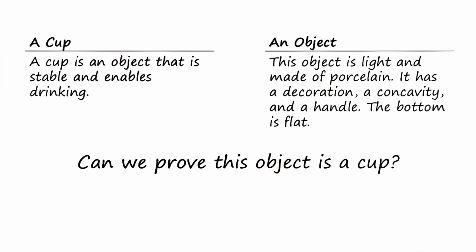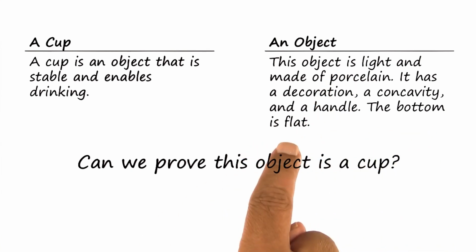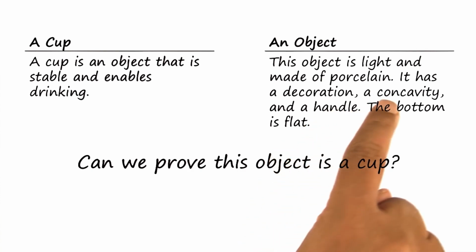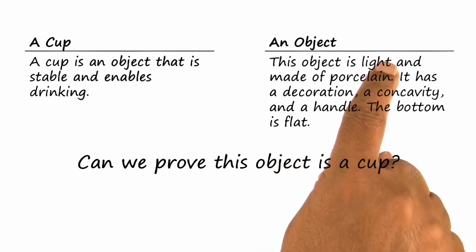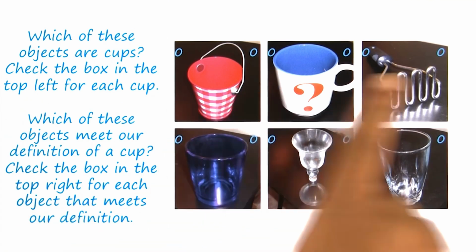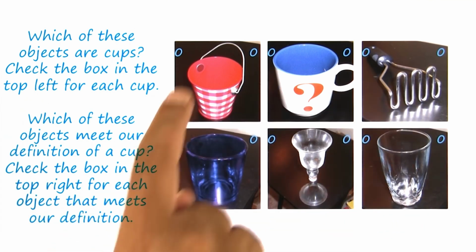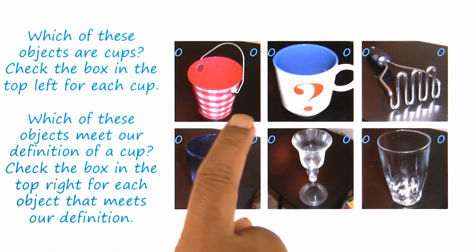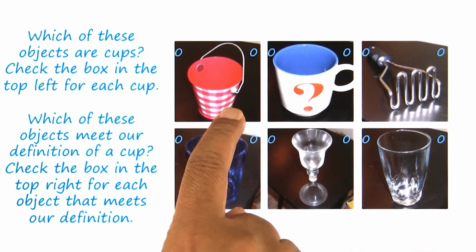It does so by constructing an explanation. The explanation is based on the fact that the bottom is flat, that it has a handle, that the object is concave, and that it is light. Let us do an exercise together that will illustrate the need for learning by correcting mistakes. So shown here are 6 objects, and there are 2 questions here. The first question is, which of these objects do you think is a cup? Mark the button on the top left if you think that a particular object is a cup.